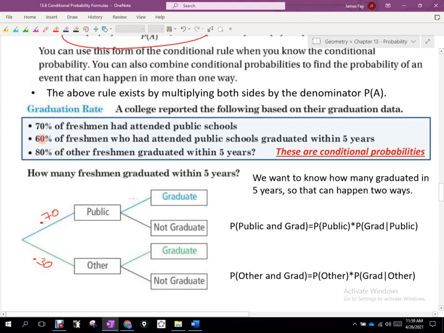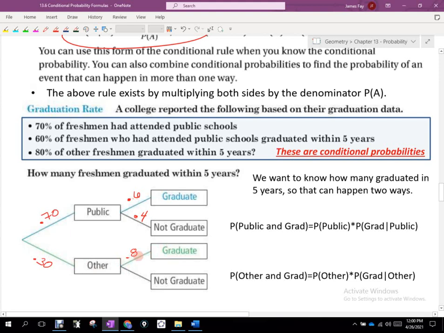Okay? Now it says 60% of freshmen who attended public schools. So you know that we've gone along this branch and we're right here. 60% of freshmen who attended public schools graduated. So along this branch, so you've gone public and then now they graduate. They said 60% graduated. So that'd be 0.6 right there. Does that make sense? So how much would this be? That 0.4 would be not graduate. Okay? So it's 80% of other freshmen graduated.